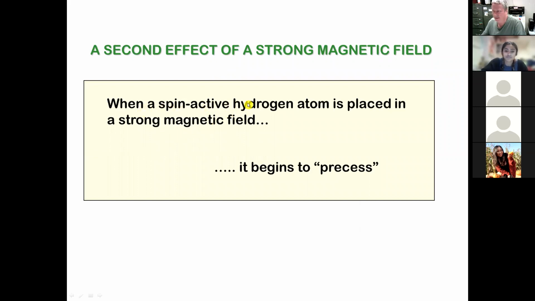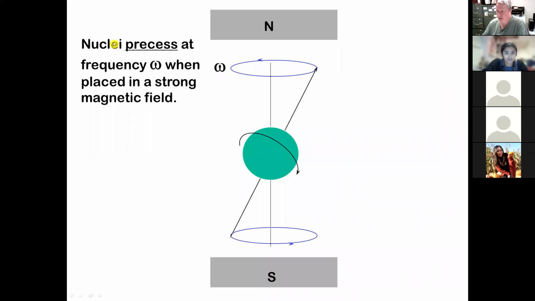When a spin-active hydrogen atom is placed in a magnetic field, it precesses. That basically means it spins around the axis at a frequency. It's like spinning, spinning, spinning, right? That's what we mean by precess. So a nucleus will spin around the axis, precessing at frequency omega, right?